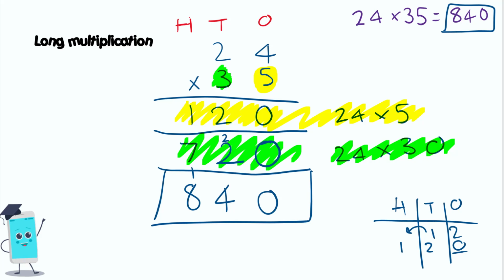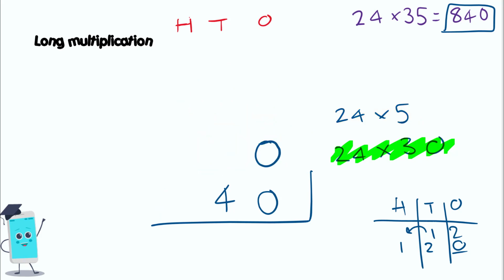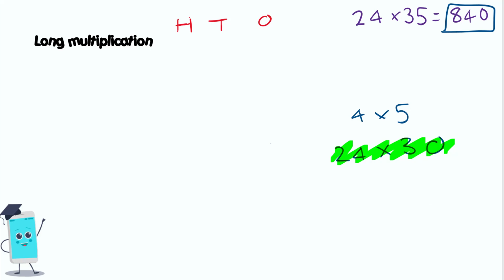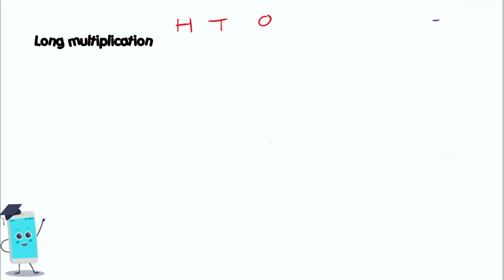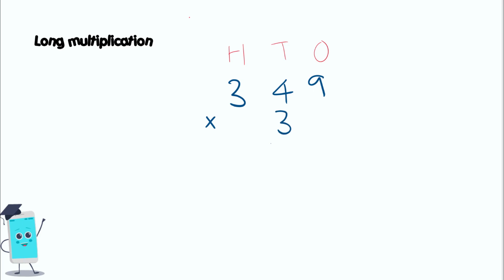Let's have a go at doing another example. But this time we are going to do a 3-digit number by a 2-digit number. It is the same concept. Okay, so I still want to write in my place value headings, and I still want to make sure that I'm lining things up. So let's go for 349 multiplied by, let's go for 38.